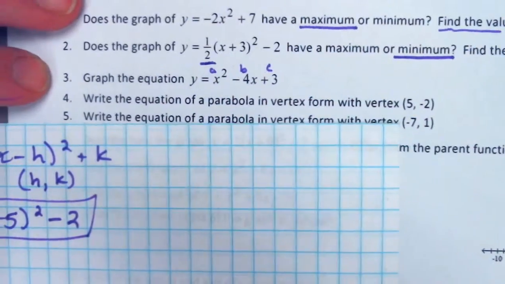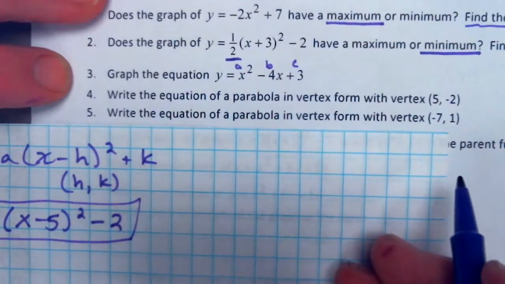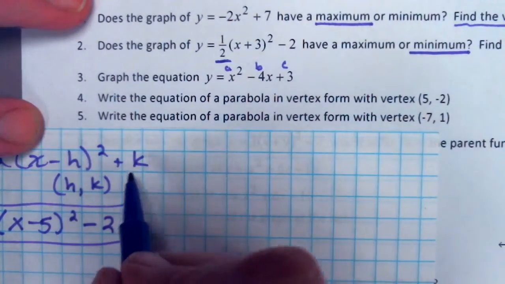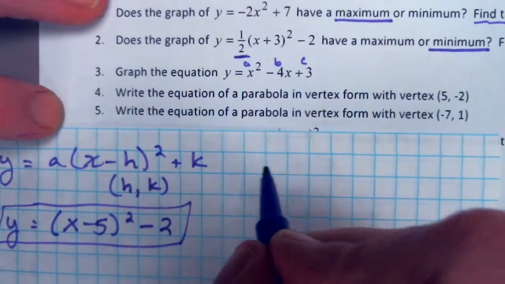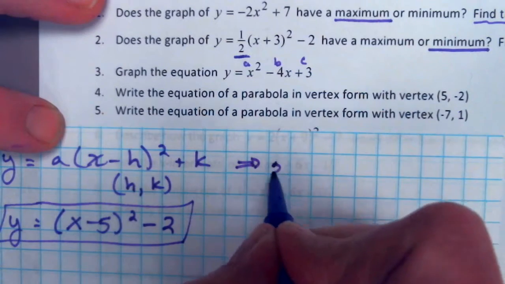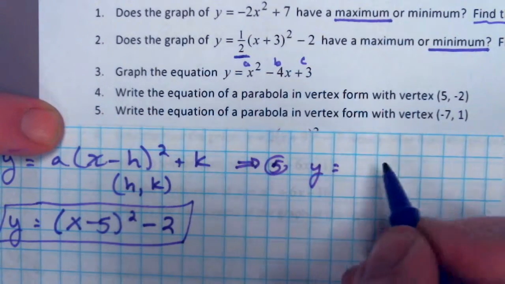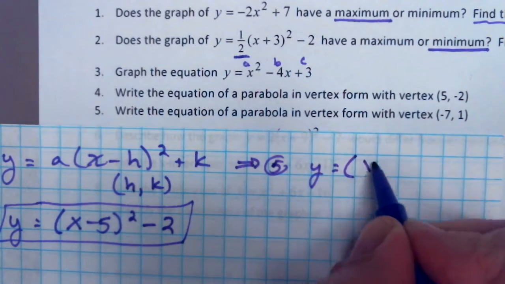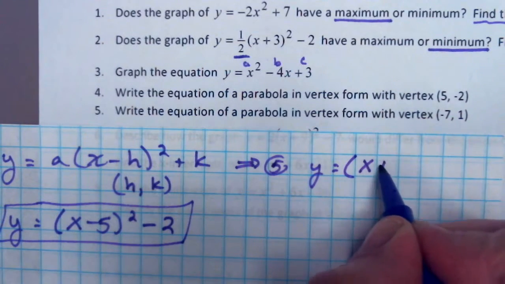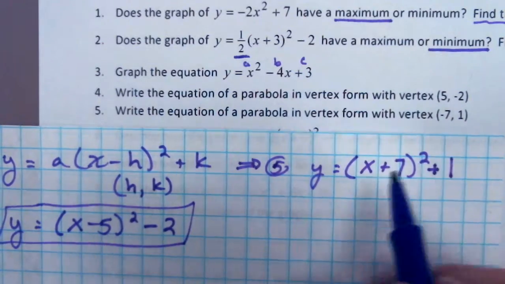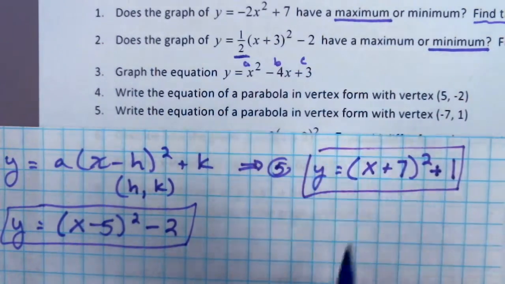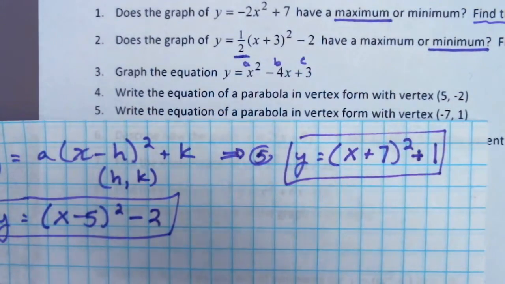Number 5, same type of problem. It's just the vertex has to be at (-7, 1), so we'll use that same general form. For number 5, y will equal, well, we'll go with 1 for a again. X minus -7 is like x plus 7 squared, then plus k, which is 1. So that's the equation type you can have for number 5.